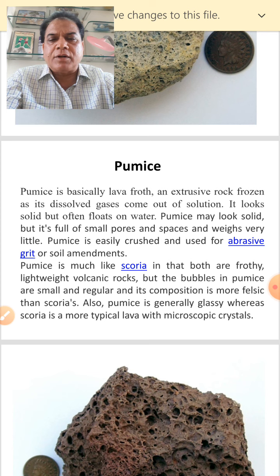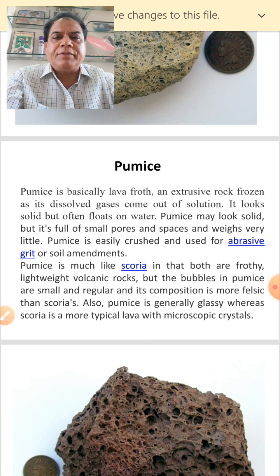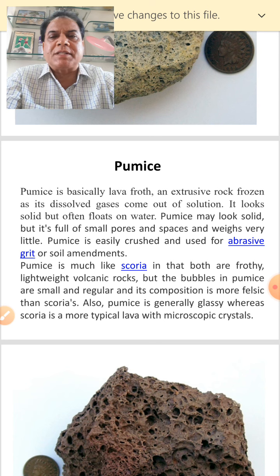It looks solid but often floats on water. It floats on water because it has less specific gravity than water. Because there are a number of voids, these spaces, and naturally when the specific gravity is less than water, it can float on water, right?